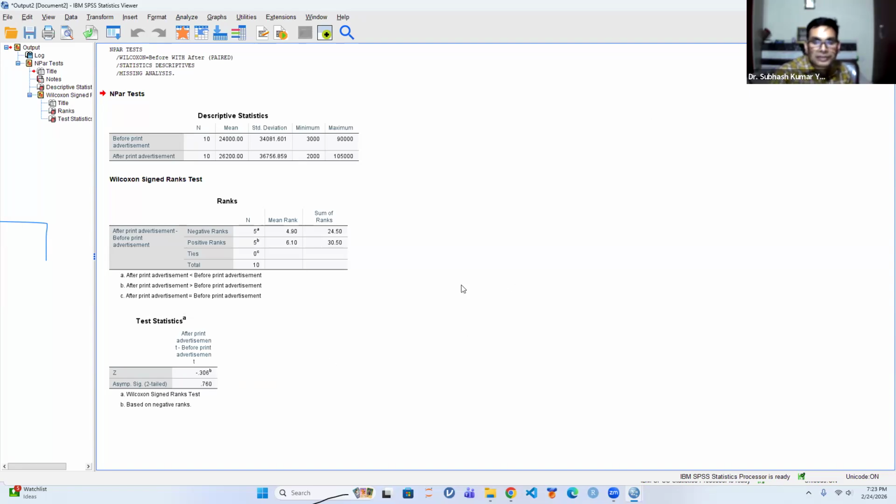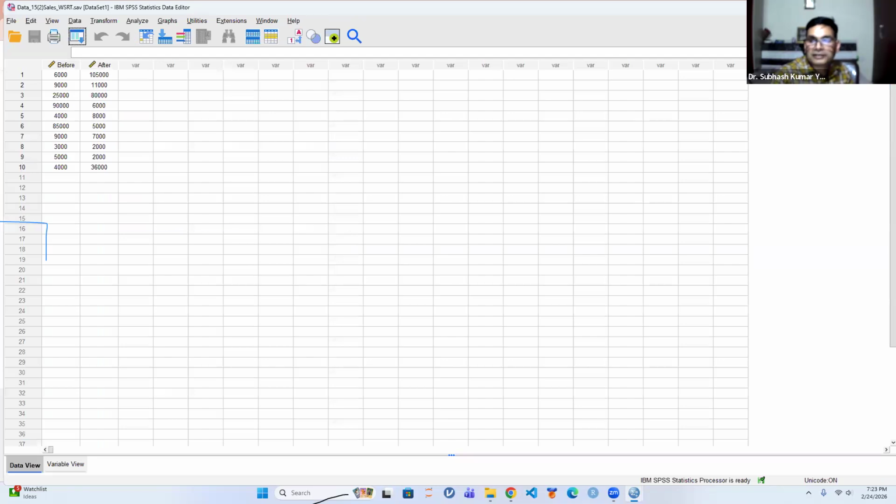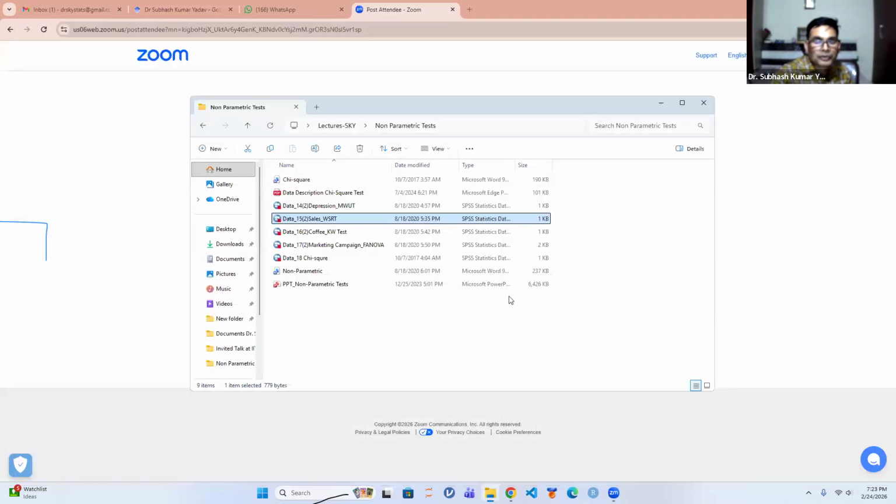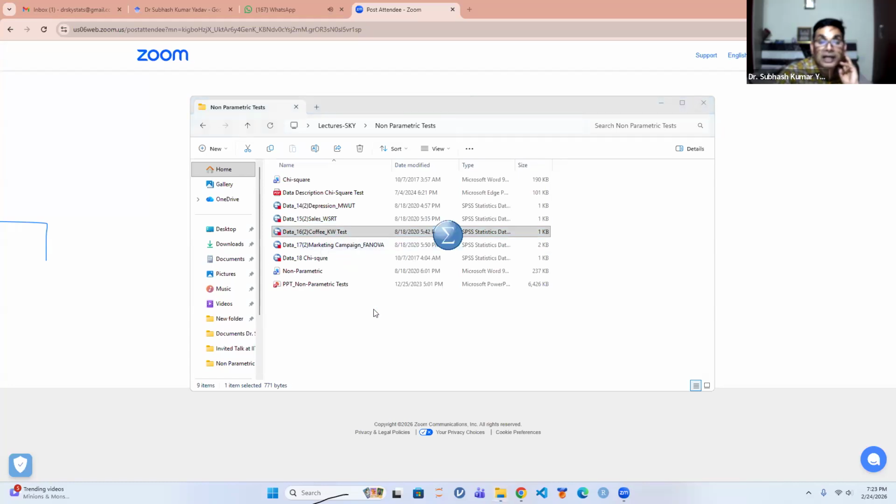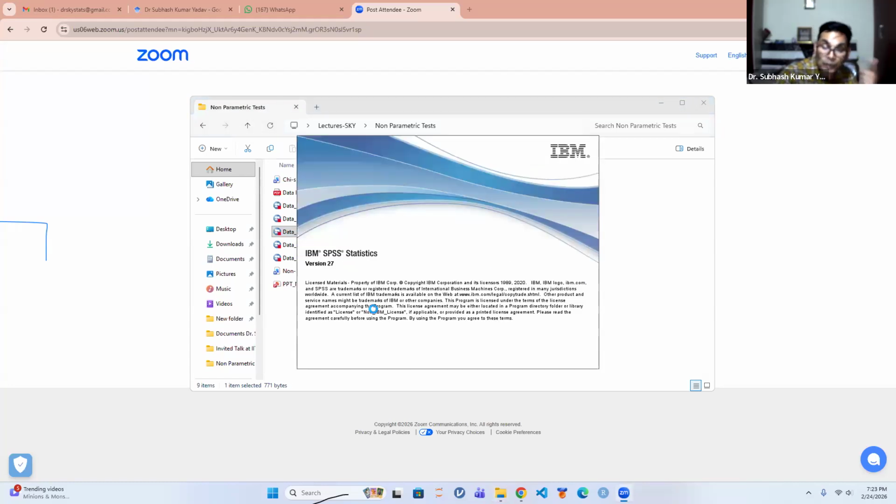Okay, so let us move to another data. This was the independent sample test, then the paired sample test. Now come to the independent samples with more than two groups. We'll go for the Kruskal-Wallis test, that is equivalent to the one-way ANOVA.